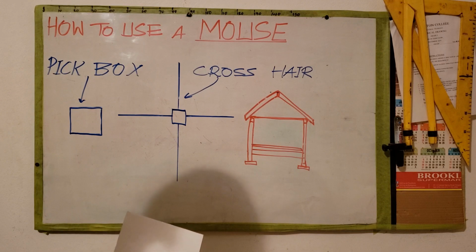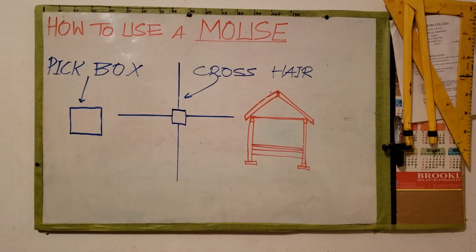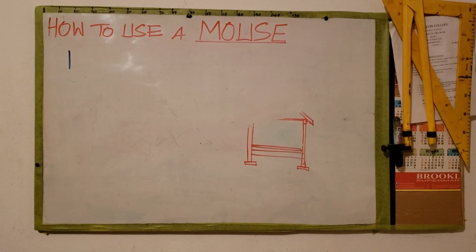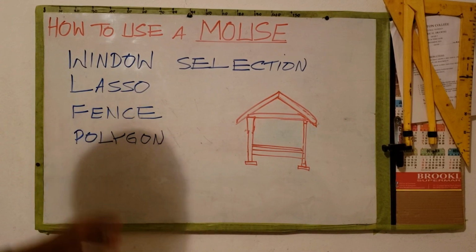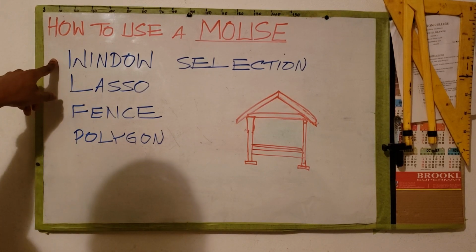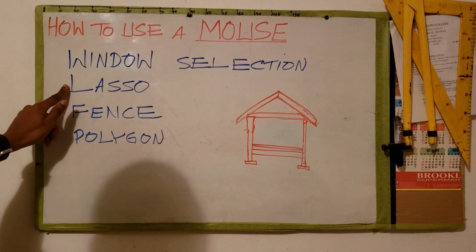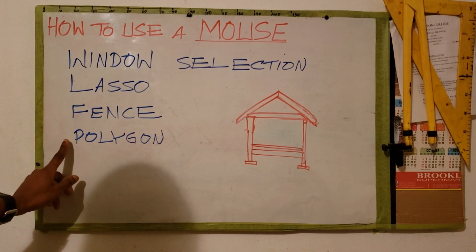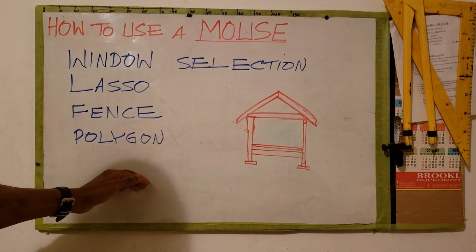There are several methods of selection that we could use. I would like you to take note of this. I'm giving you a couple seconds to do that. There are 4 main methods of selection that we normally use in AutoCAD. We have the very popular and the most common, which is window selection. We have lasso, fence, and polygon. Take some time to write these down or make notes.